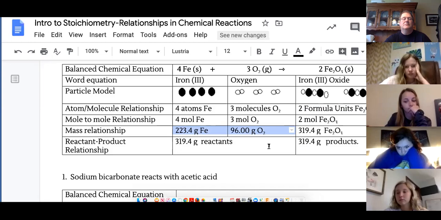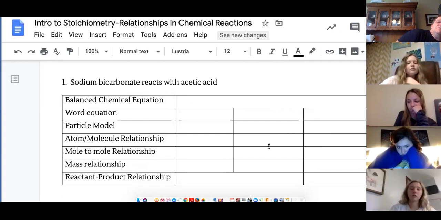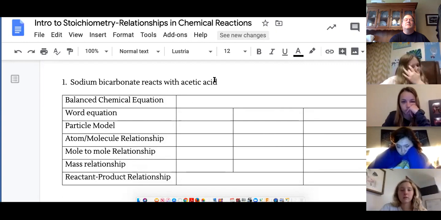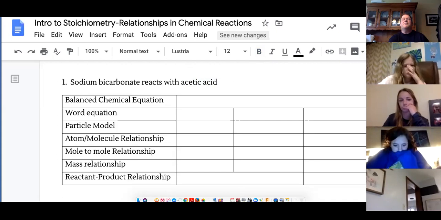Okay, we are going to do the first one together. So try to come up with the balanced equation. You might have to refer back to your list of polyatomic ions because you see the word bicarbonate. Then refer to the rules of naming acids because of acetic acid. I'm going to stop share so you're working on it and not just looking off mine.